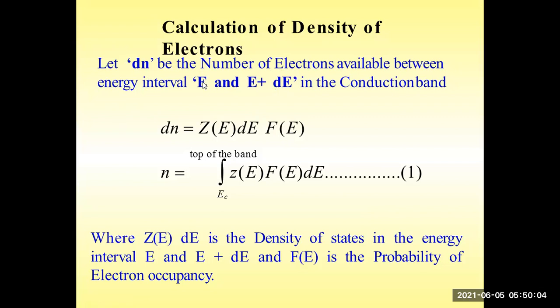Let us consider the energy E at a particular level inside the conduction band, and E plus dE as the energy of the electron as it moves from the bottom of the conduction band to the surface of the conduction band. Definitely there will be some difference of energy with respect to the electrons residing in the conduction band.